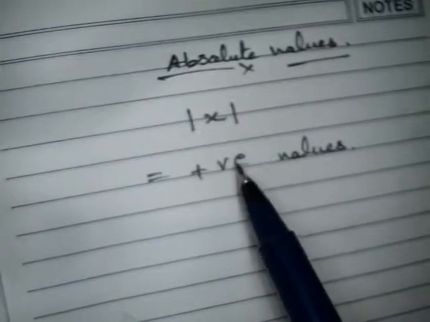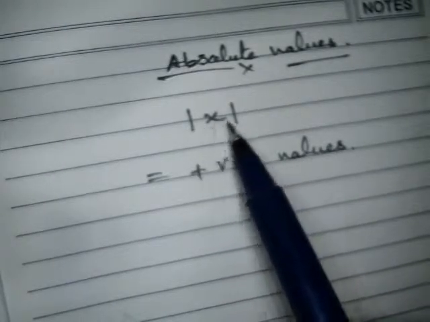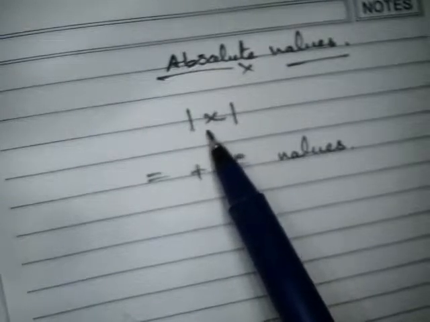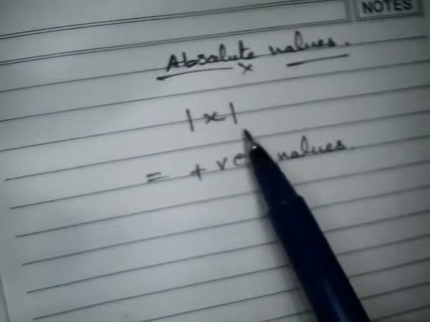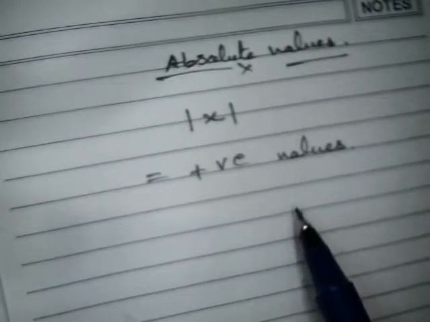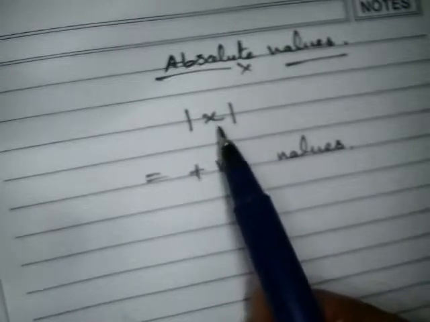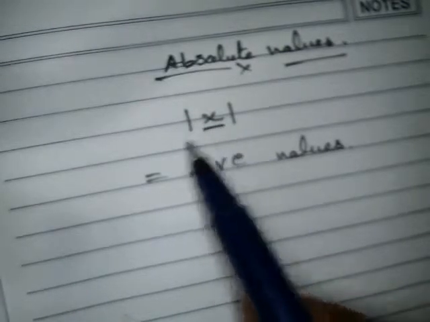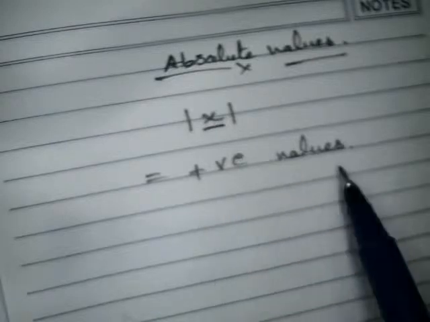That is the work of the absolute value or vertical lines. It makes a negative value positive, and a positive also returns positive. So whenever the vertical lines are removed, the quantity which was inside the vertical lines comes outside always as a positive.